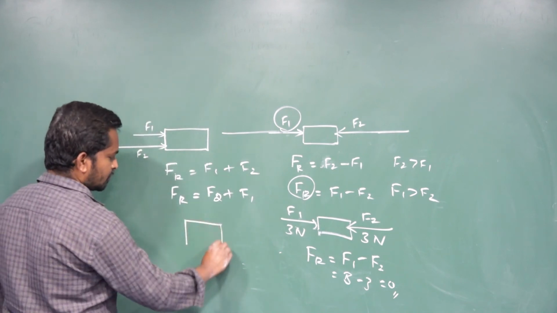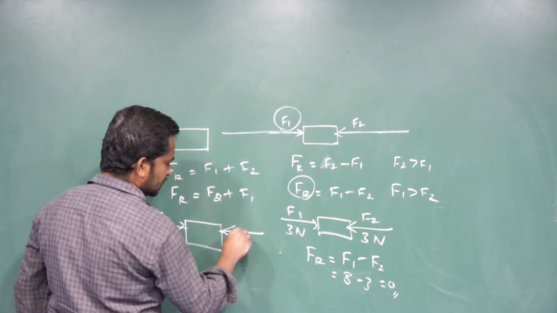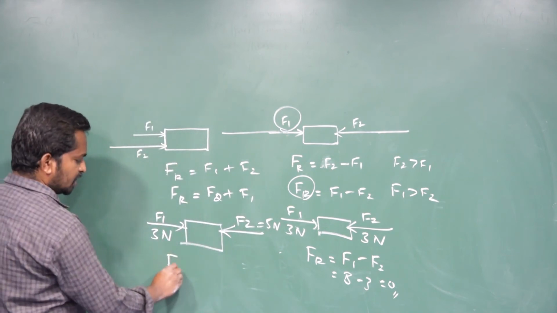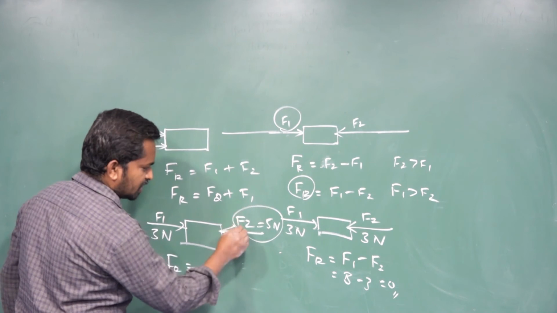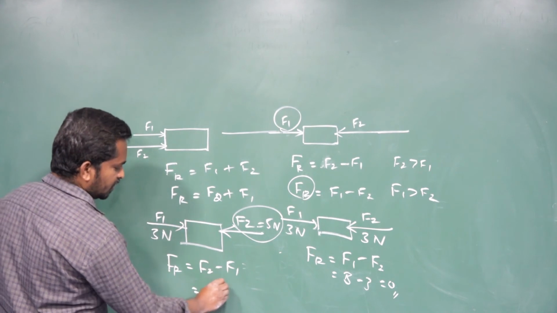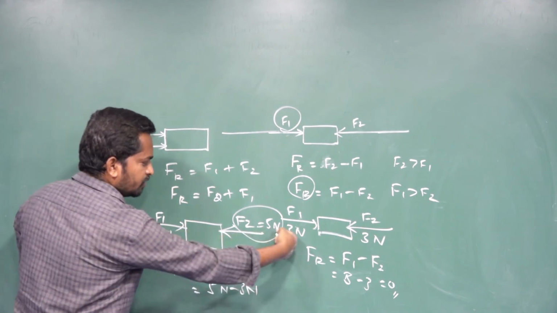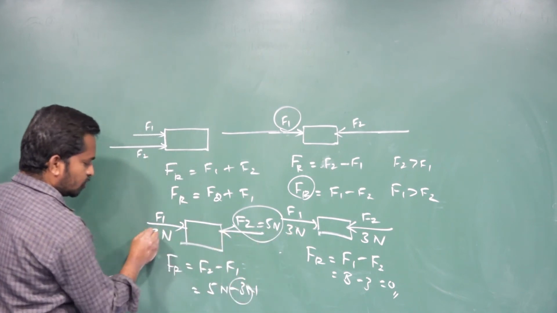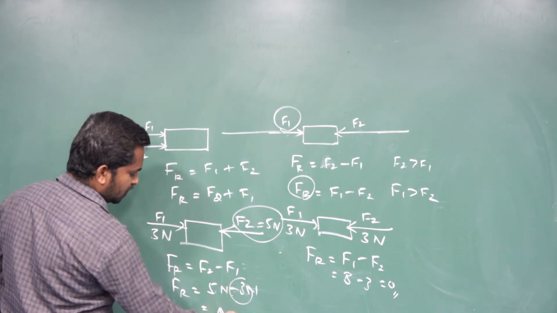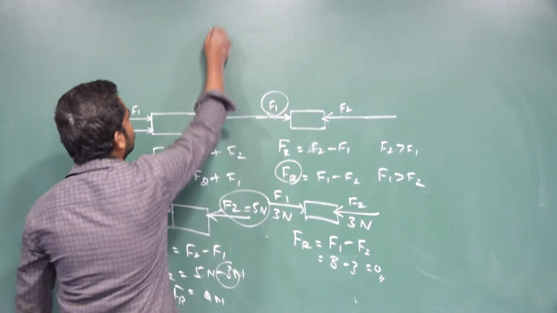Another one. This is F1, 3 Newton. This is F2, equal to 5 Newton. What is the resultant force? Which one has the maximum magnitude? F2. So F2 minus F1 is equal to 5 Newton minus 3 Newton. The 3 Newton force is opposite to the direction of the 5 Newton force, that's why 3 is negative. So Fr is equal to 5 minus 3, which is equal to 2 Newton. The resultant force is 2 Newton. Another example.